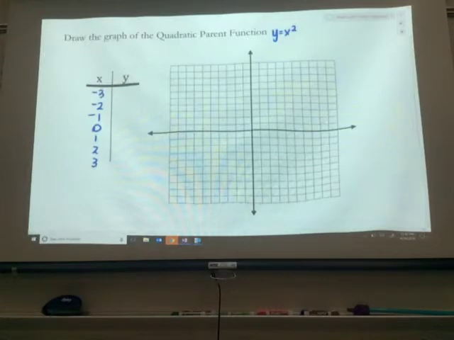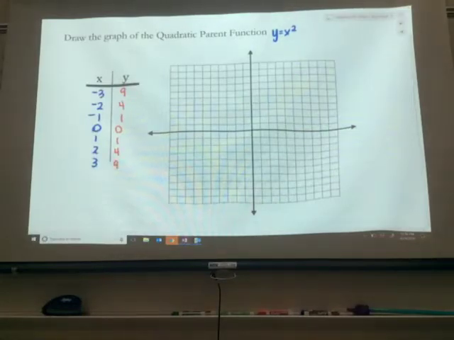Notice even though they're negatives, it's kind of the same thing happening on both sides of the 0. It's not always going to be 0, 0 as your vertex, but this happens to be your parent function, so it will be. On -3, we've got 9. On -2, we have 4. On -1, we have 1. Then we've got 0, 0. Then a 1, a 4, and a 9 again.